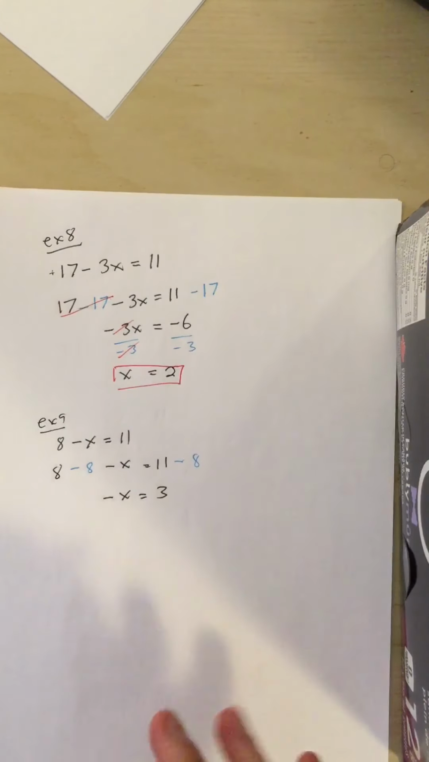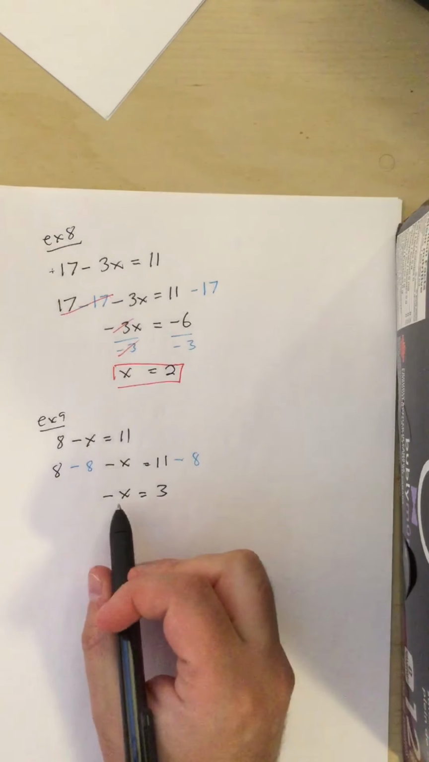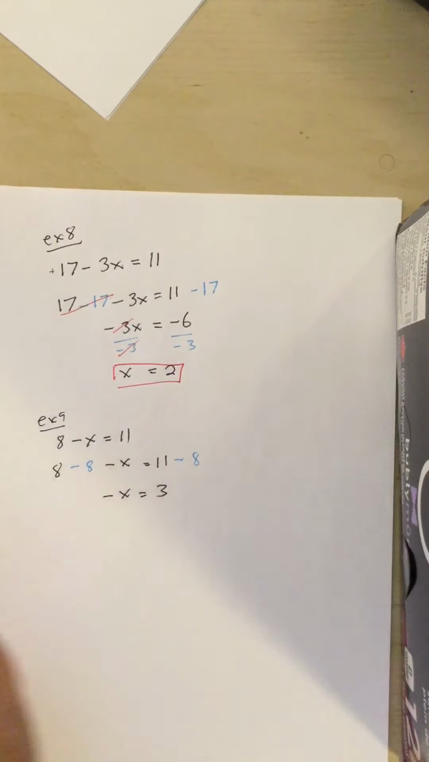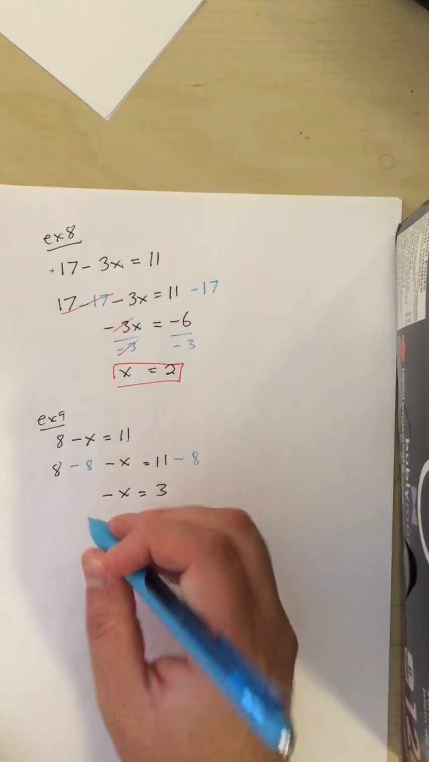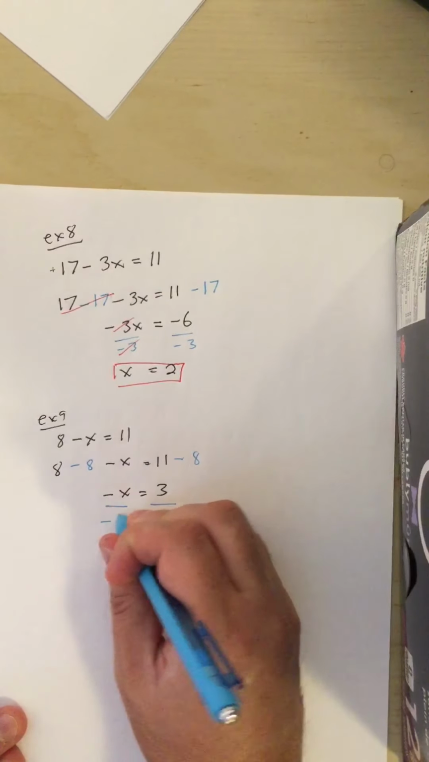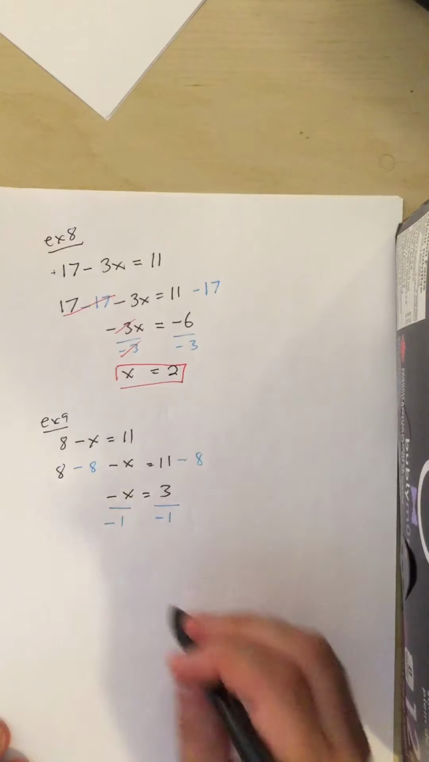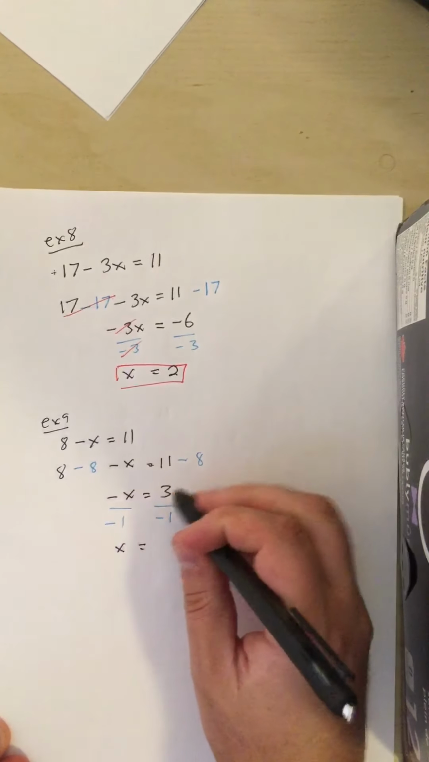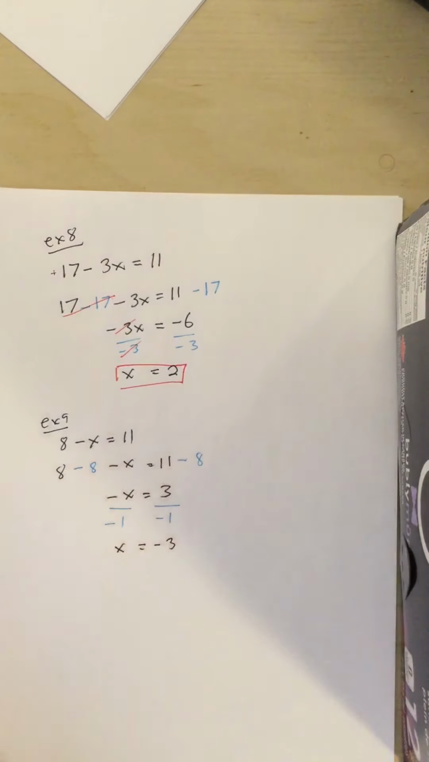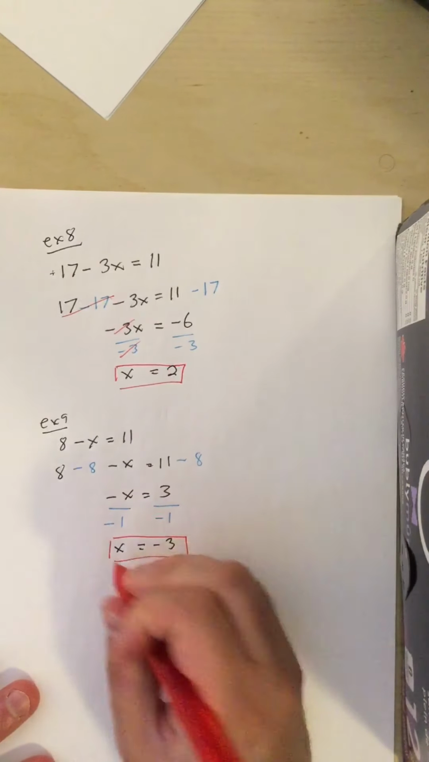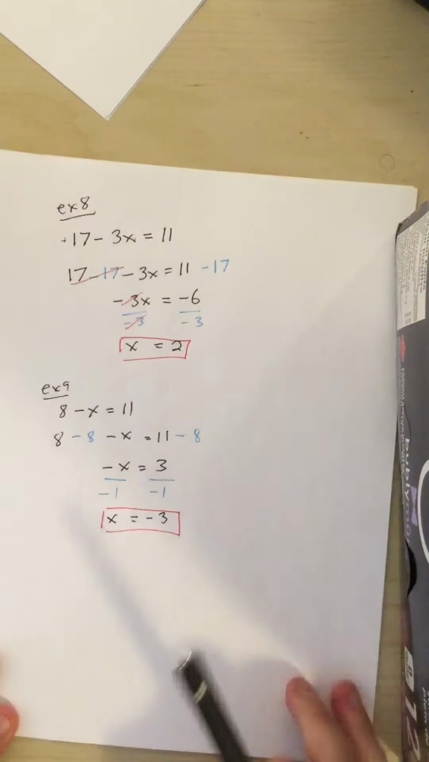Now you might think that you're done. But you're not. Because that x has actually not been fully isolated. It's still a minus x. Which means it's kind of like having a minus 1x. So what we're actually going to do is divide both sides by negative 1. And then the negative divided by the negative gives us a positive. And that's going to give us x. 3 divided by negative 1 is negative 3. And that's the answer over there.